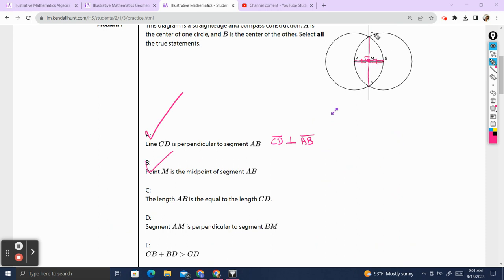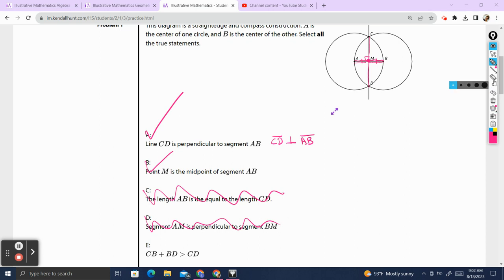Is the length of AB equal to the length of CD? Well, AB is a radius of both circle A and circle B. CD is not a radius, so we cannot conclude that they are congruent or the same. Is segment AM perpendicular to segment BM? Well, we got segment AM here and BM there. Neither are part of our perpendicular bisector, the piece that actually bisects it. So no, we can't say that they are perpendicular.